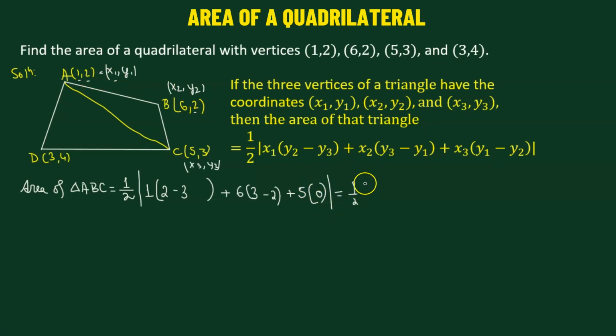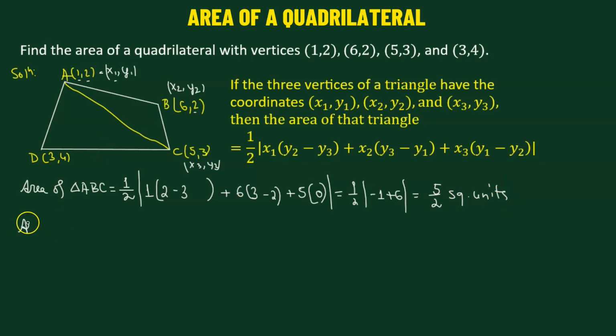Let's compute those values. So we have 1 multiplied by 2 minus 3, that's negative 1. Negative 1 times 1 is going to be negative 1. Then we have 3 minus 2, that's 1. 1 multiplied by 6 is 6. 5 times 0 is 0. So we have negative 1 plus 6, that's positive 5. So we have 5 over 2 square units. That's going to be the area of the upper triangle.